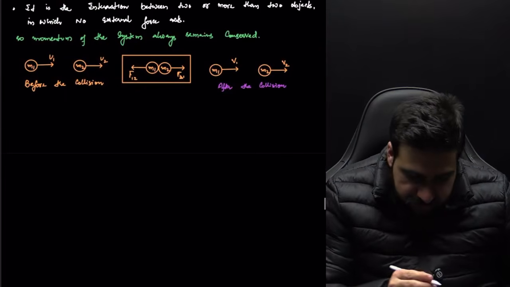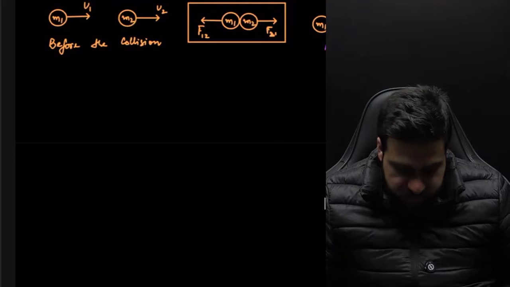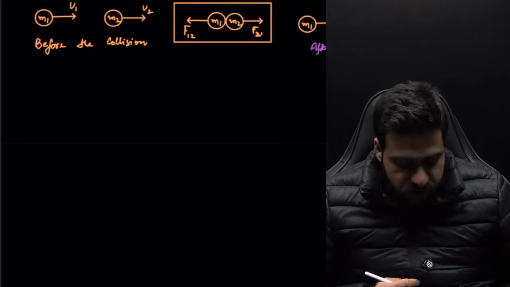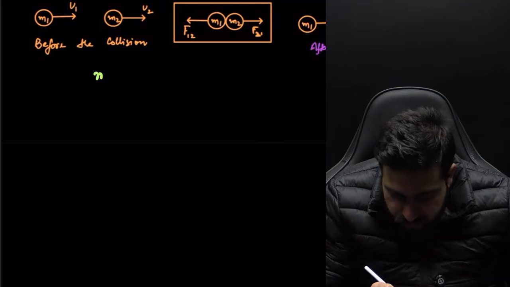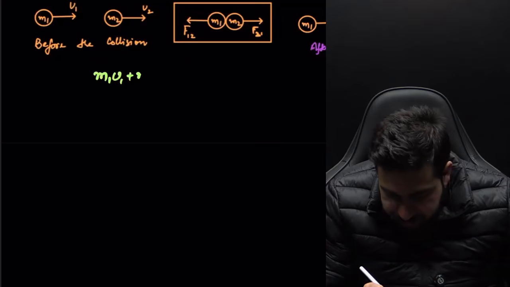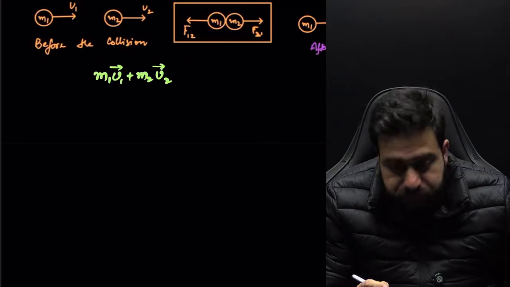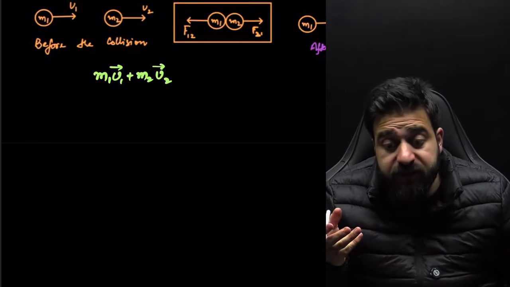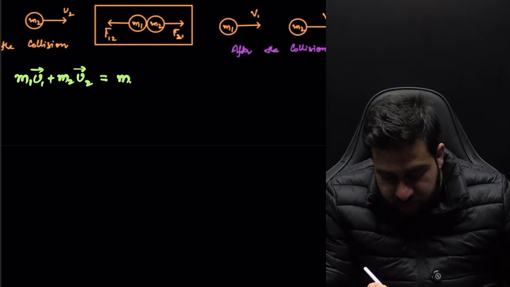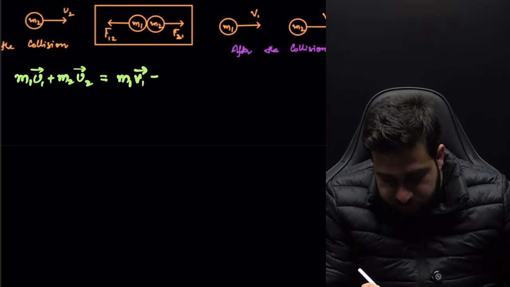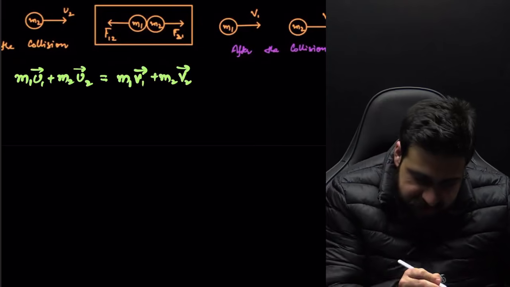Take a look, guys. What did I tell you? Momentum of the system always remains conserved. I'll write over here M1 U1 plus M2 U2. Better is to write in the vector form because sometimes velocity may be given in two dimensions. In that case, you'll be using the vector form. It will be equal to M1 V1 plus M2 V2. As simple as that.